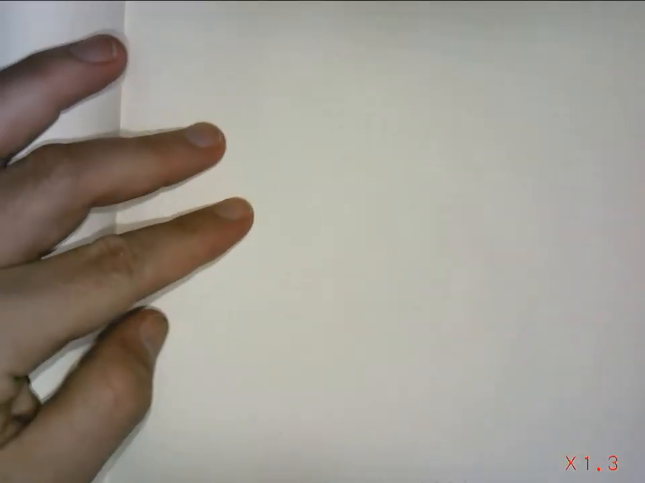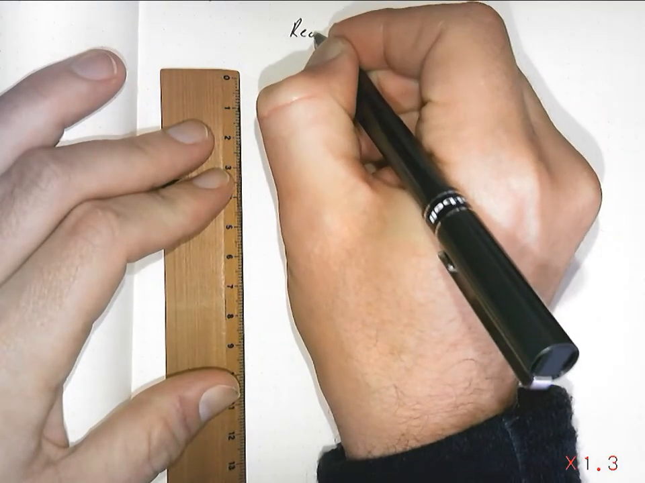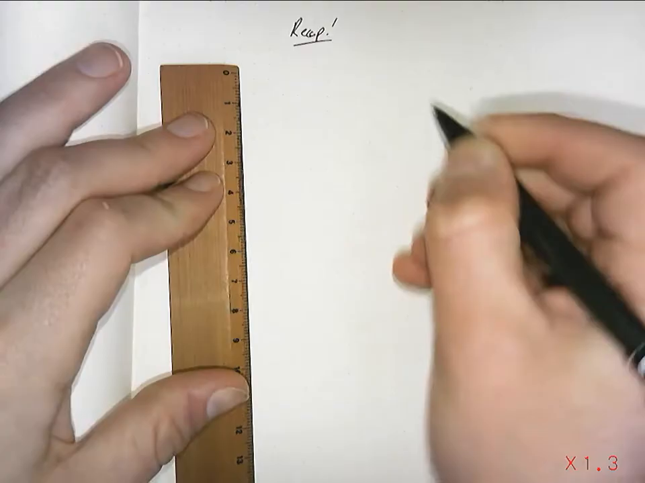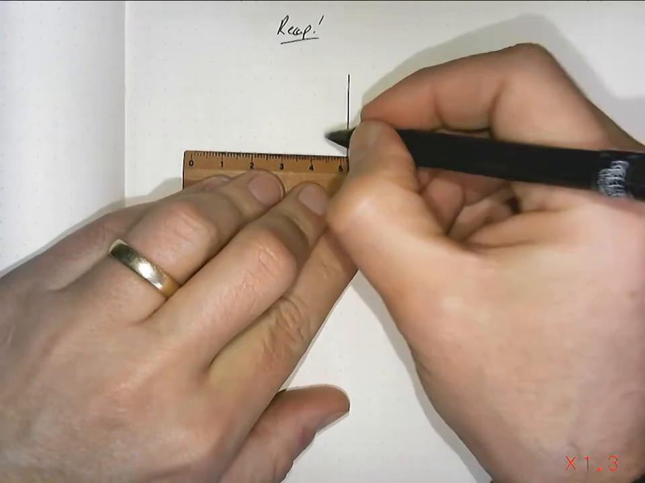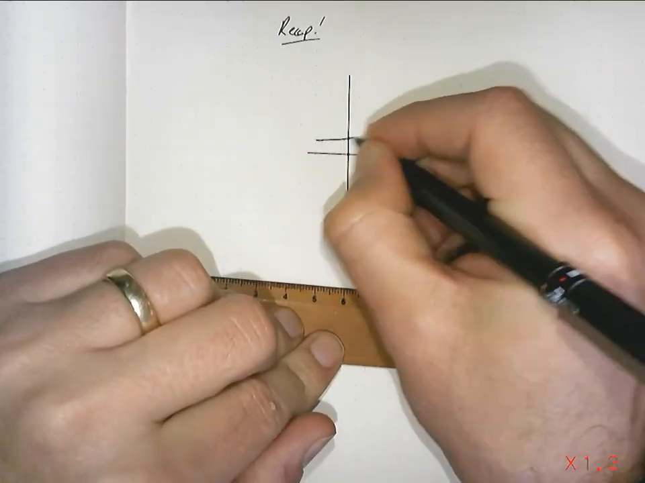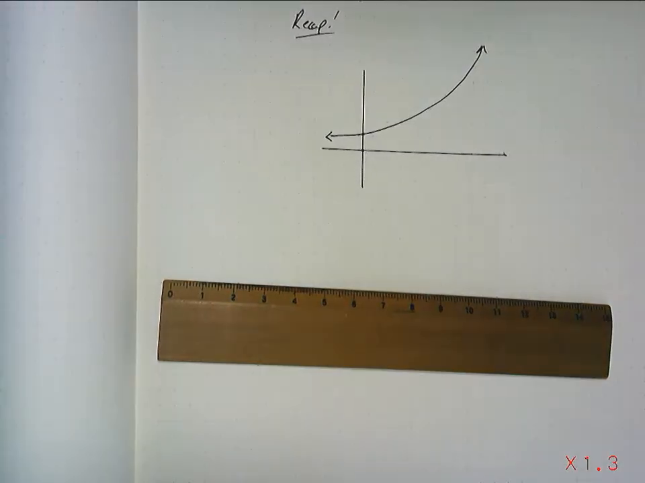Okay, so because I'm a teacher, because you are grade 12 students, because this is important, let's recap. So I'm going to have a function. Because I have no imagination at all, I keep drawing my function the same way.